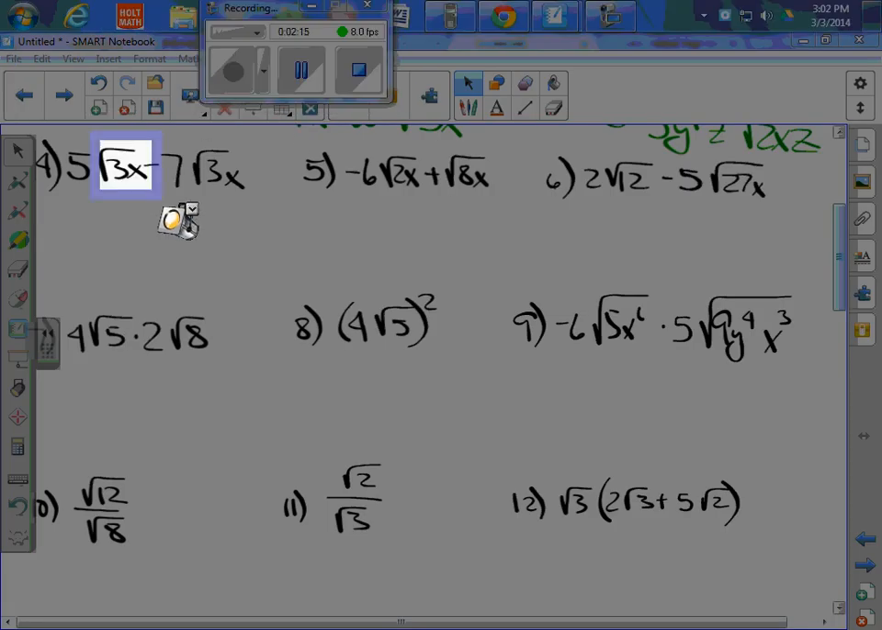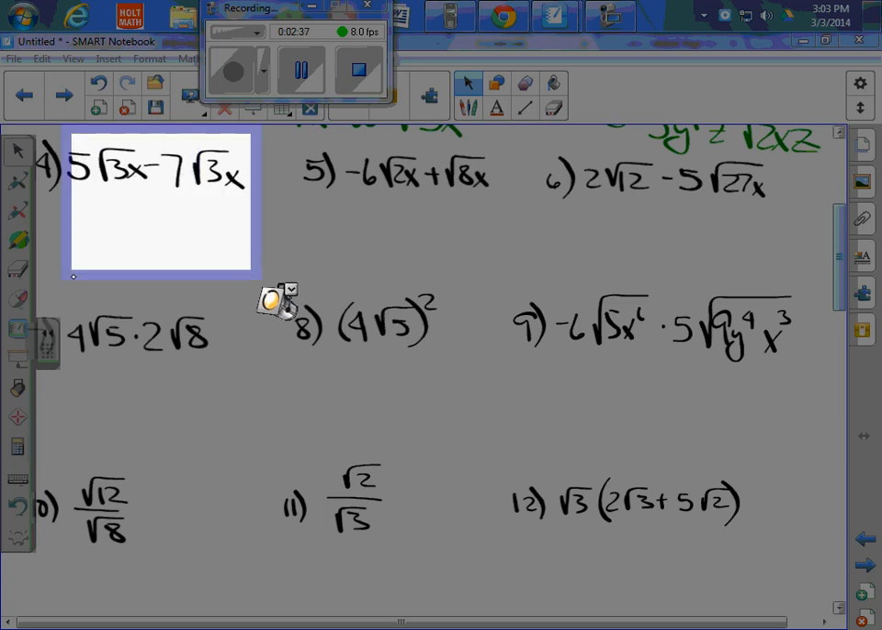Now what I want to get you used to is that every time you see a radical, you need to be thinking simplify. So can you simplify radical 3x? Obviously not. Can you simplify, well, obviously, that's another radical 3x. You can't simplify that. But since you are subtracting here, you're going to subtract the coefficients. So 5 minus 7 would be negative 2 radical 3x.